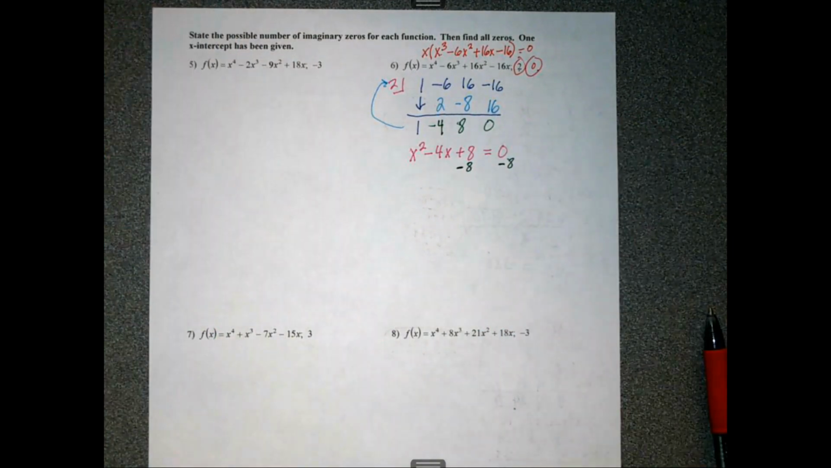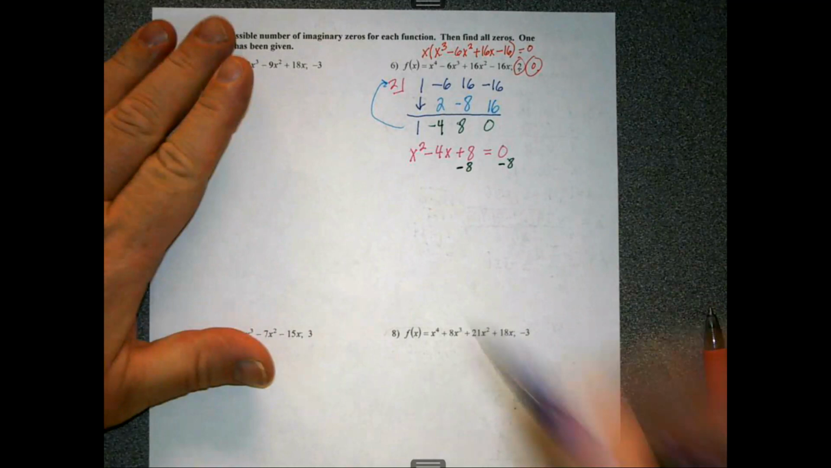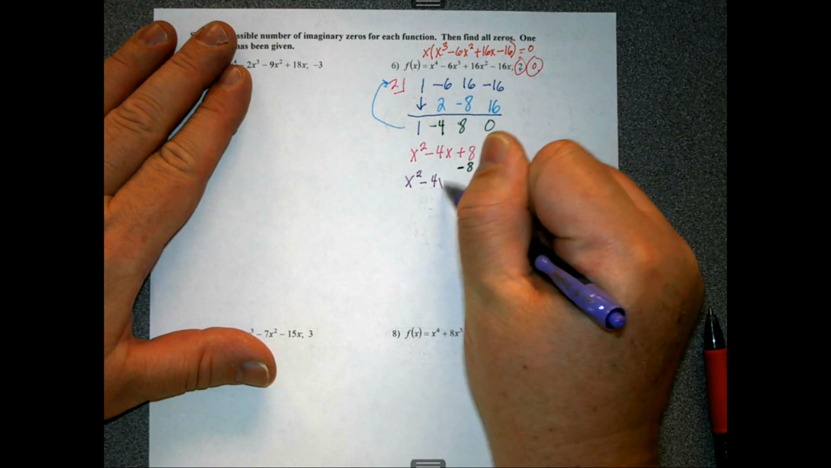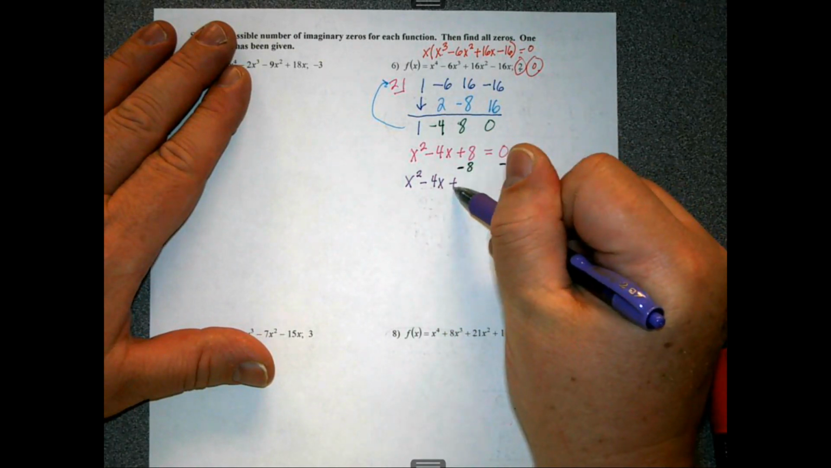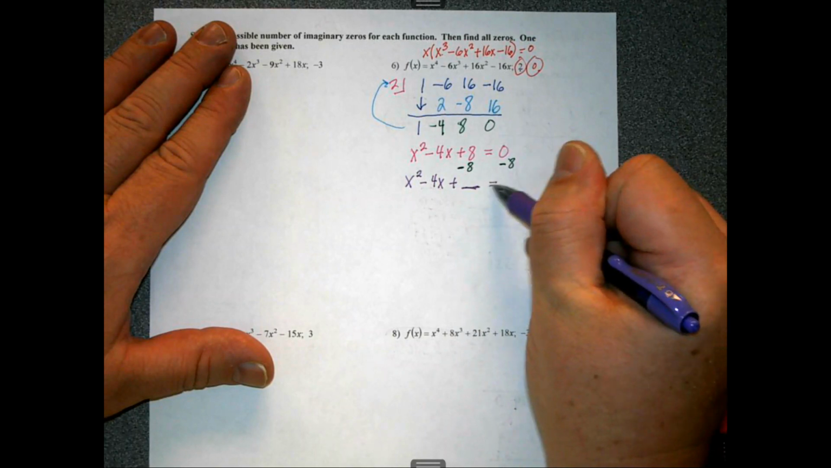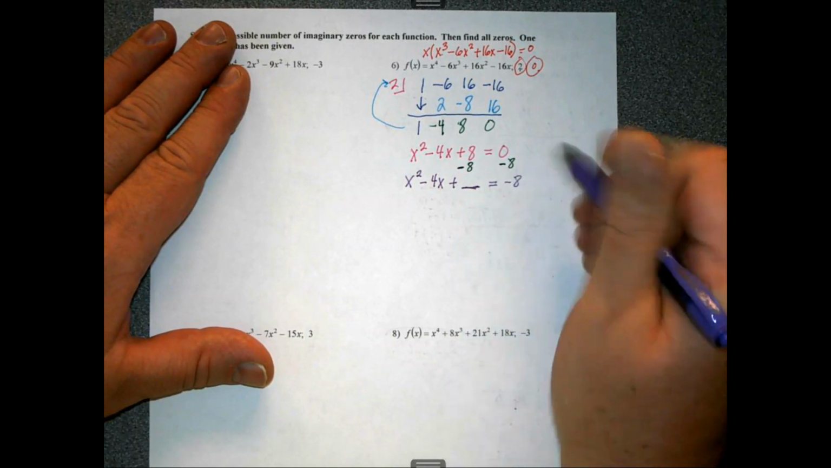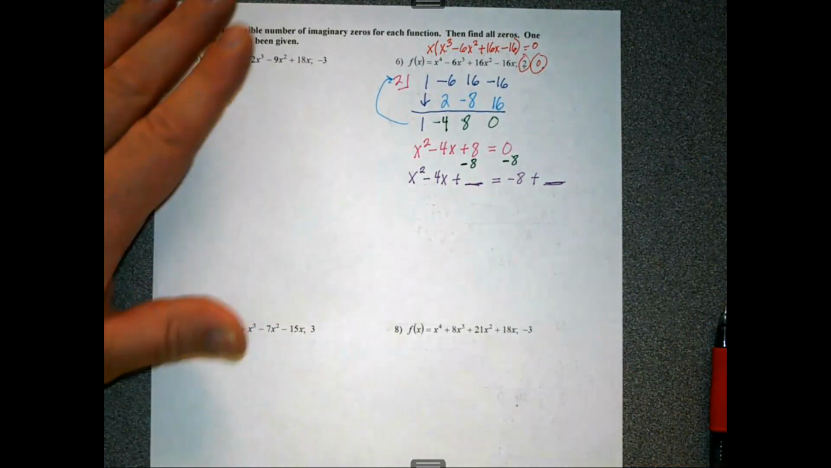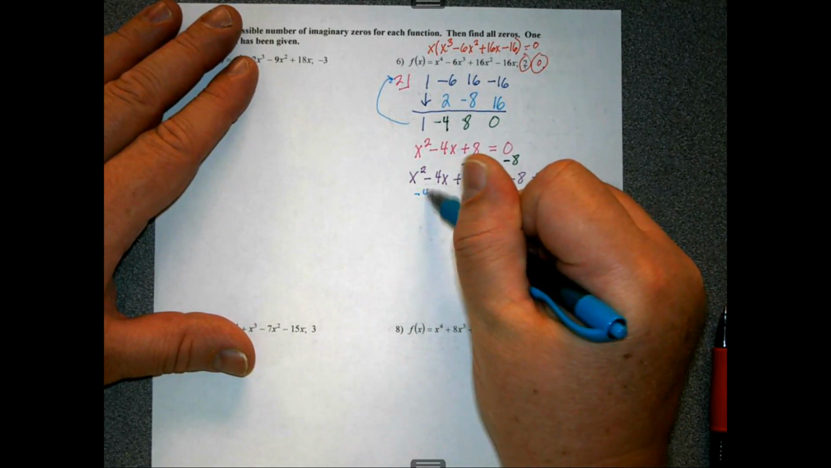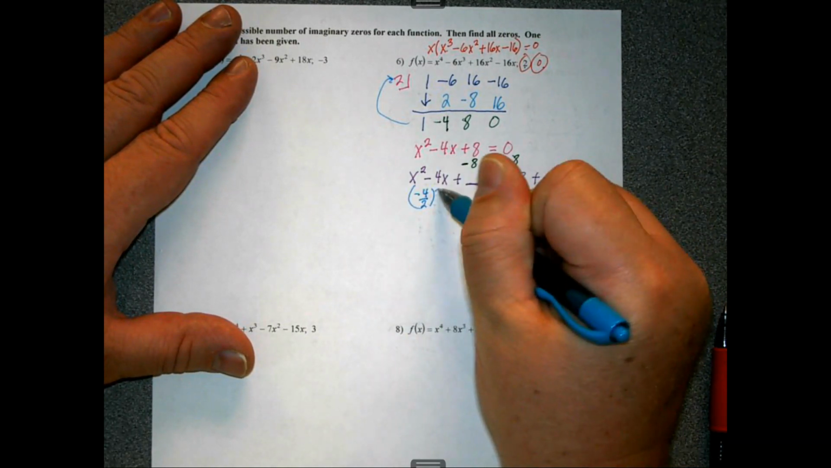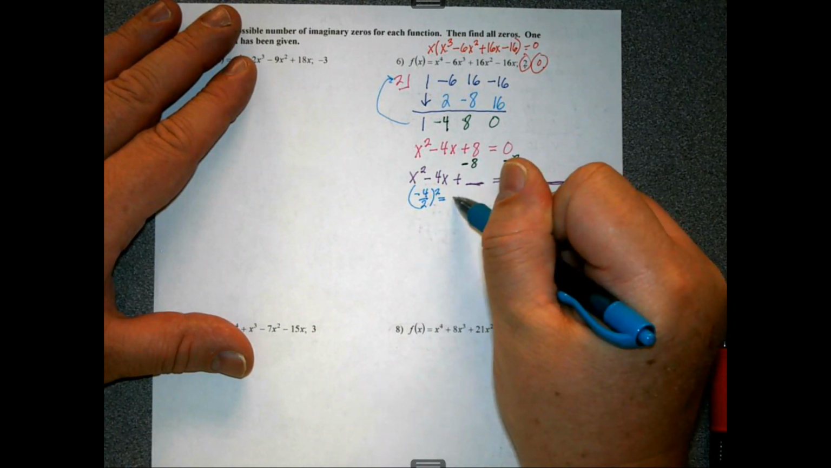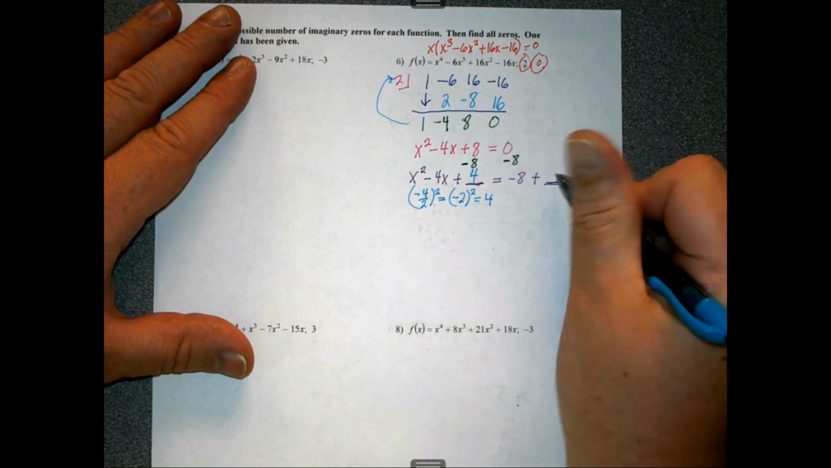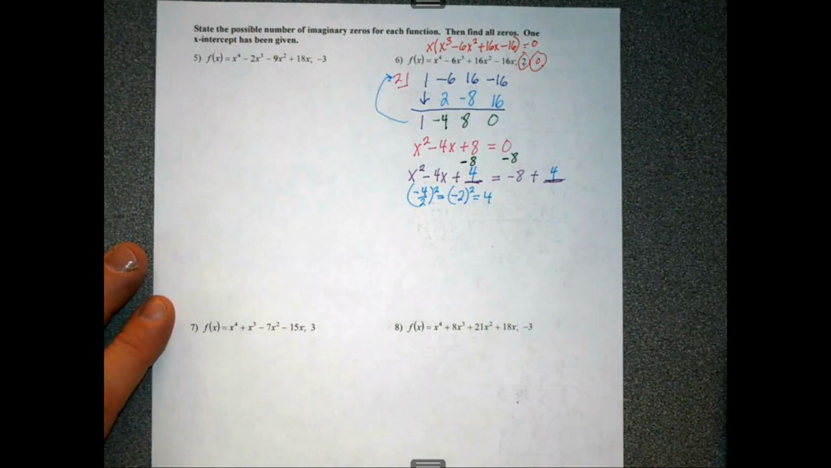So I get x squared minus 4x. Now remember, I'm going to add a perfect square to this. I get negative 8, and I have to add that same perfect square. Then I take negative 4, my b, divided by 2, and square it, which equals negative 2 squared, which equals 4. Add that 4 to both sides. You guys remember this?